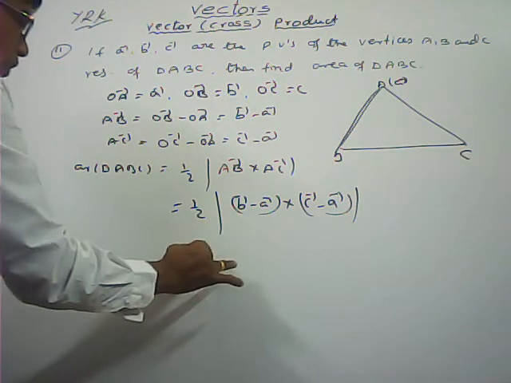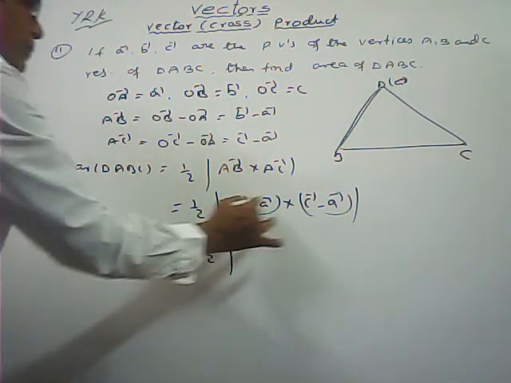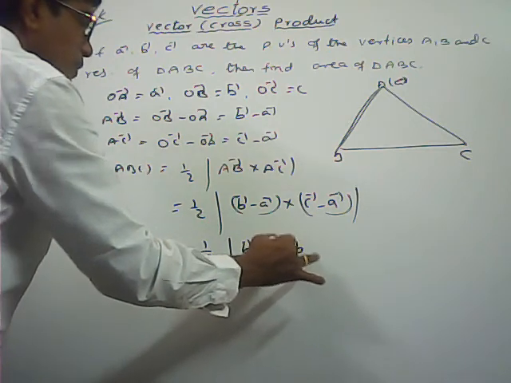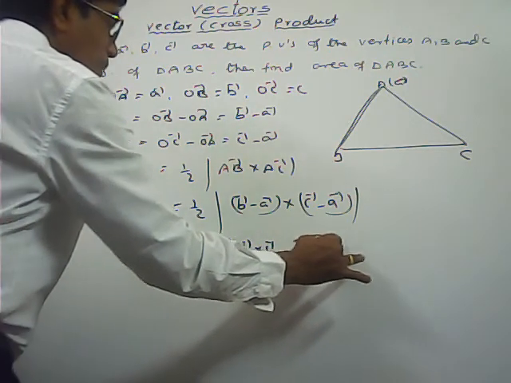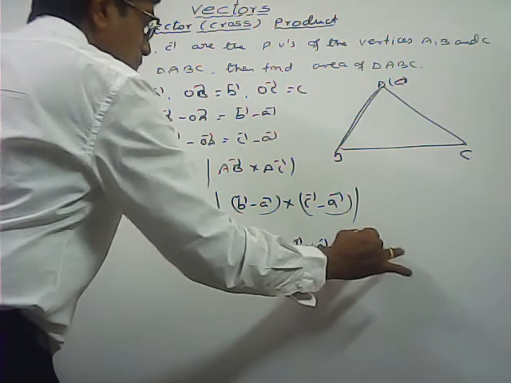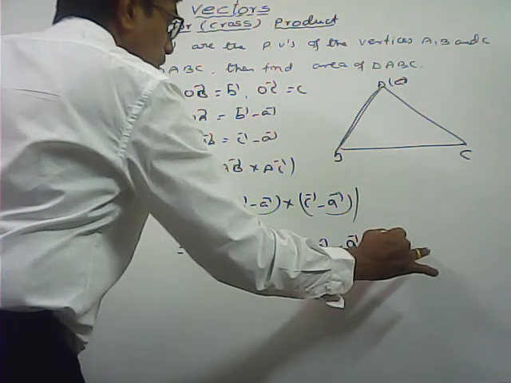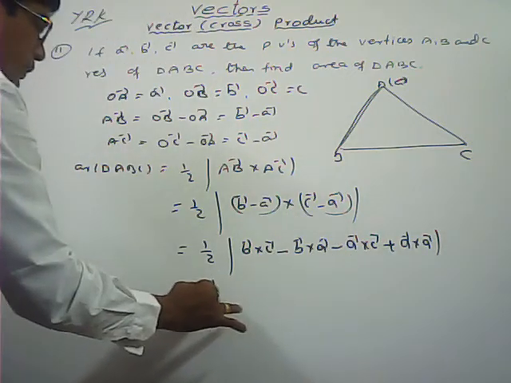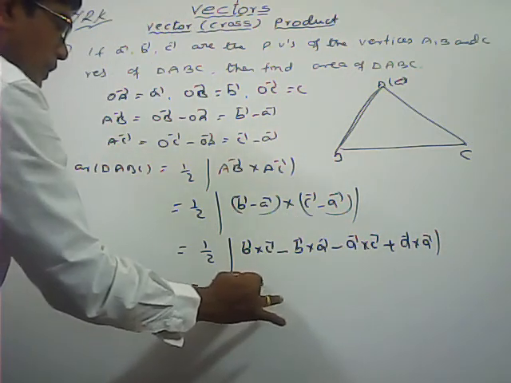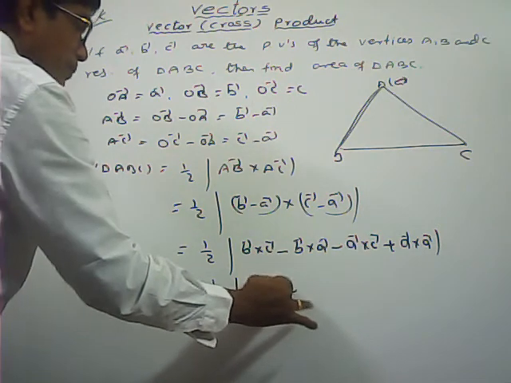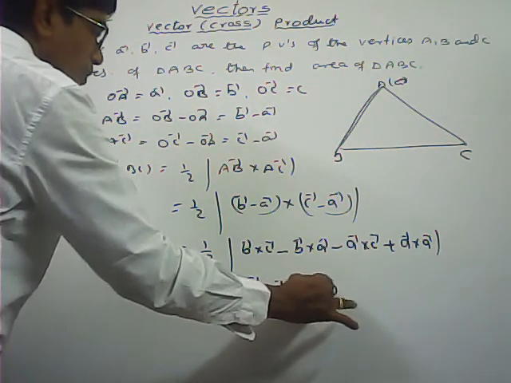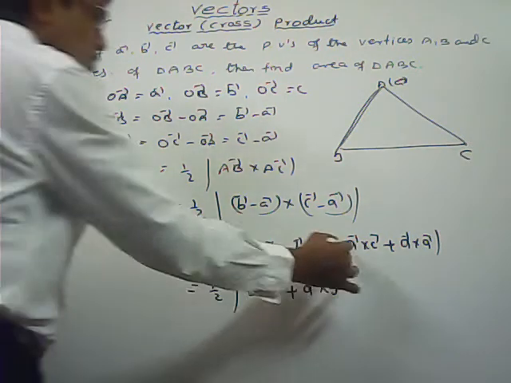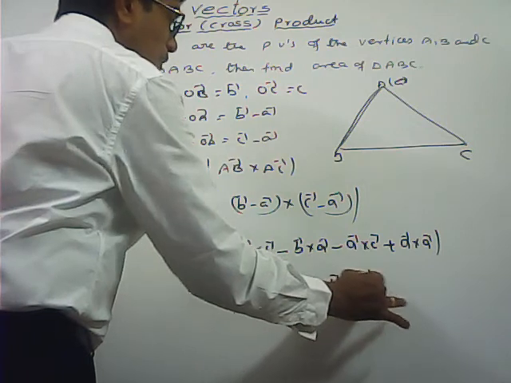That is equal to half into modulus of B bar cross C bar minus B bar cross A bar minus A bar cross C bar plus A bar cross A bar. That is equal to half into modulus of B bar cross C bar. This one I can write plus A bar cross B bar, so A bar cross B bar equals minus B bar cross A bar only. Here also we can write plus C bar cross A bar.